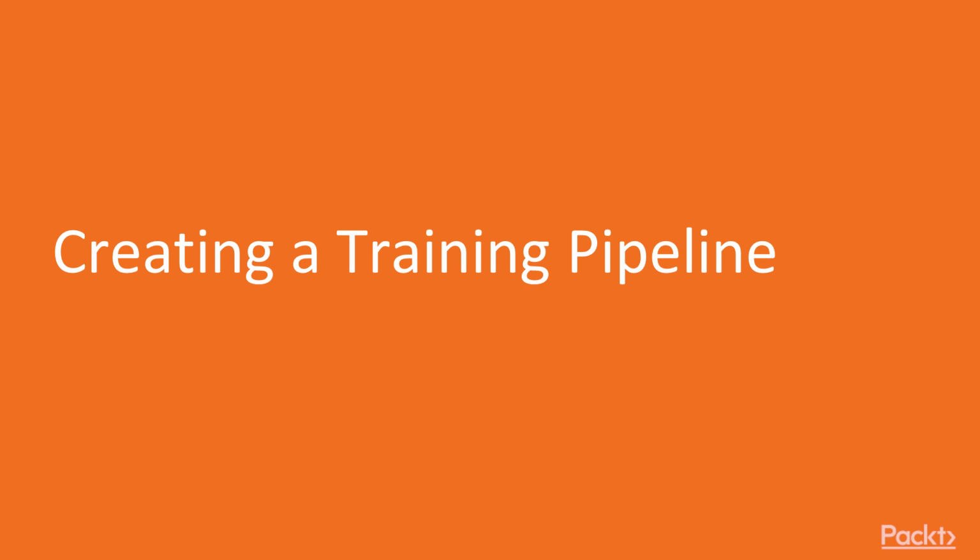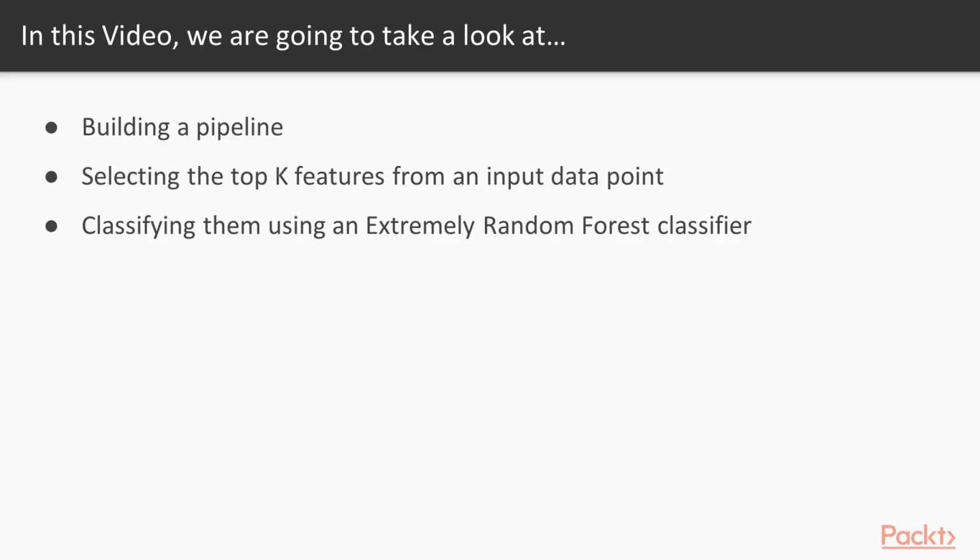Now we move on to the first video of this section that deals with creating a training pipeline. In this video, we will see how to build a pipeline to select the top k features from an input data point and then classify them using an extremely random forest classifier.